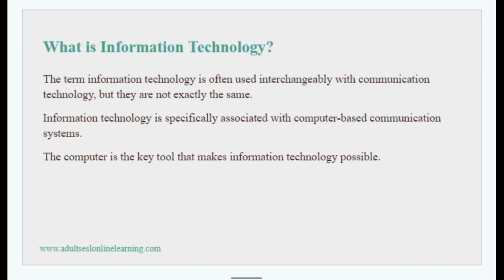What is information technology? The term information technology is often used interchangeably with communication technology, but they are not exactly the same. Information technology is specifically associated with computer-based communication systems. The computer is the key tool that makes information technology possible. Information technology has applications in nearly every field.